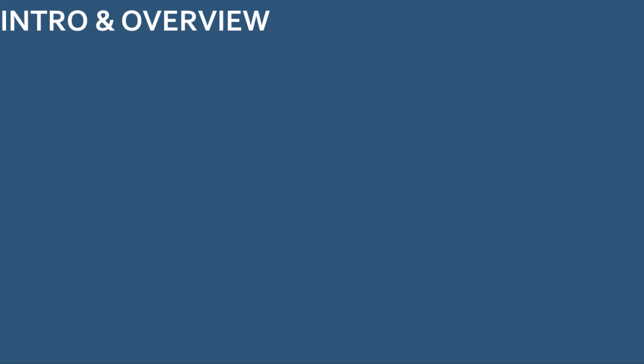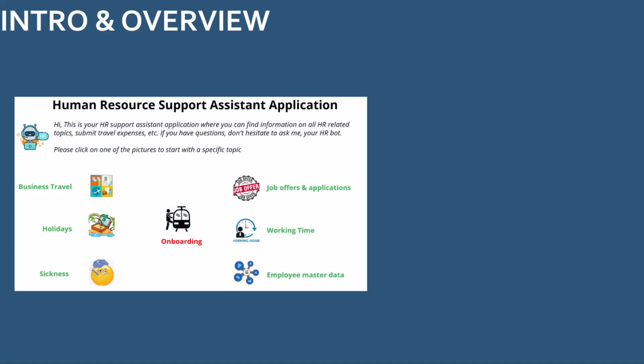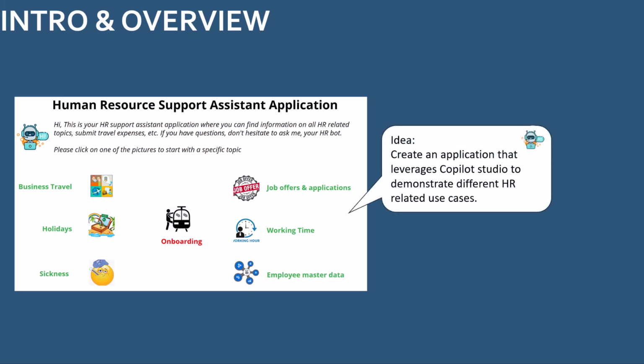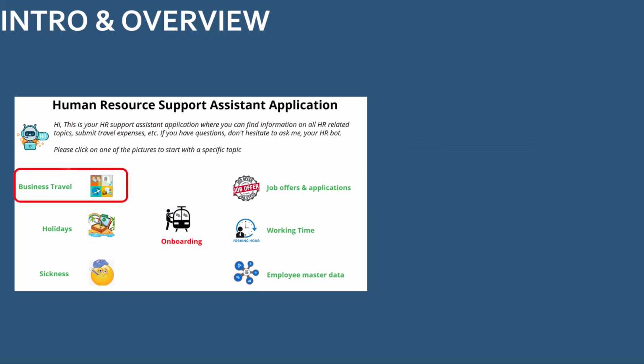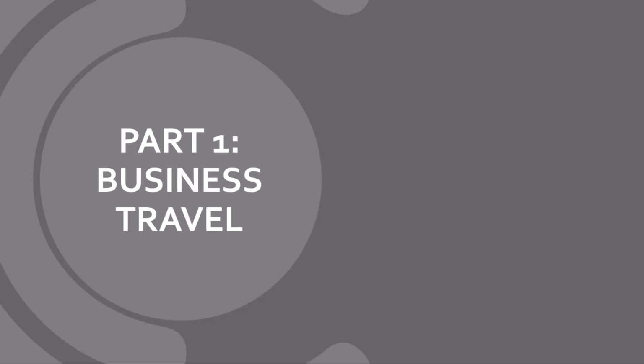So here, a short intro. What did I create? What you see here on the screen is basically my HR bot, which is based on a Power App. This site is created with a Power App, and I have different elements: business travel, holidays, working time, and so on. What I want to do is integrate a Copilot Studio bot that helps me doing things. Of course, the first element here is the business travel.